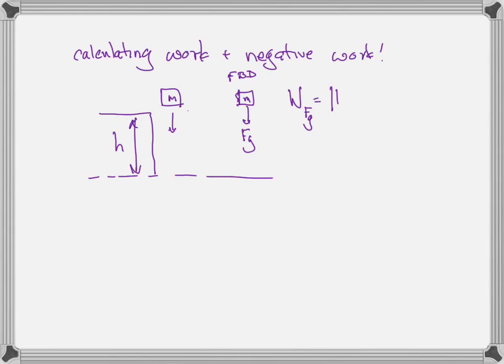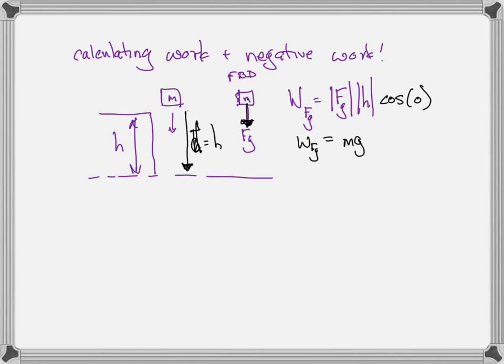It is the magnitude of the force, F sub g, times the magnitude of displacement, h, times the cosine of the angle between them. Well, is the displacement up or down? The displacement d has a magnitude of h in the downward direction, right? So what's the angle between the gravitational force and the displacement? That's where we need to look at our arrows. The angle between the gravitational force and the displacement is 0. So the work done by the gravitational force on the book as it falls is the magnitude of the gravitational force, mg, times h.